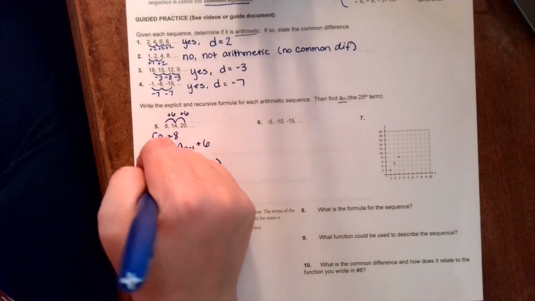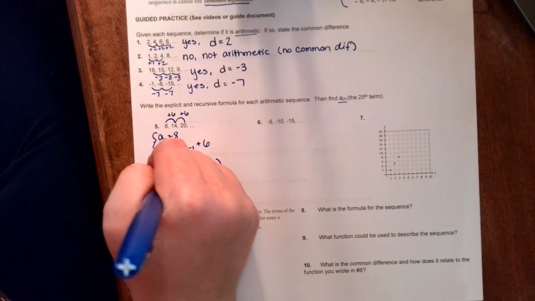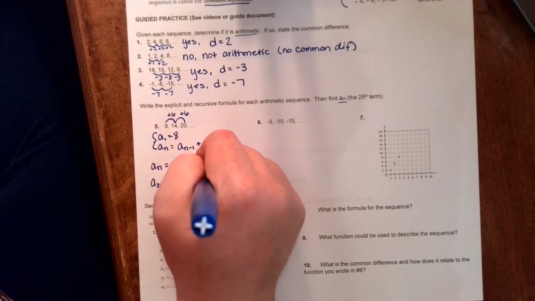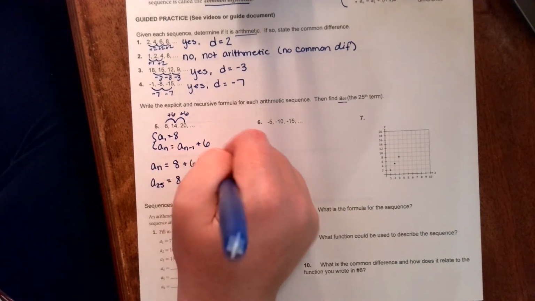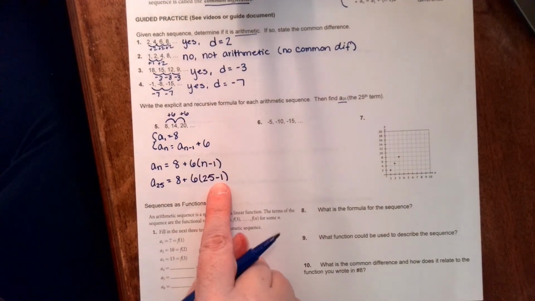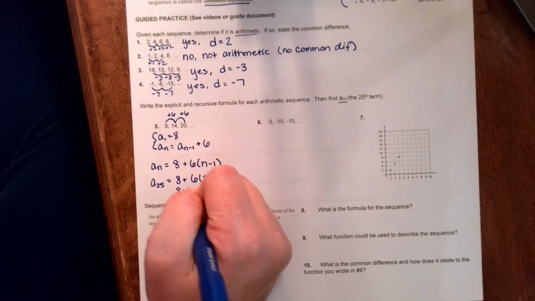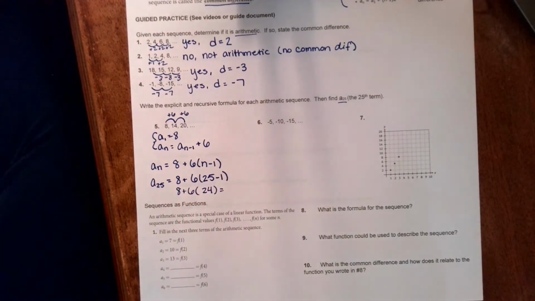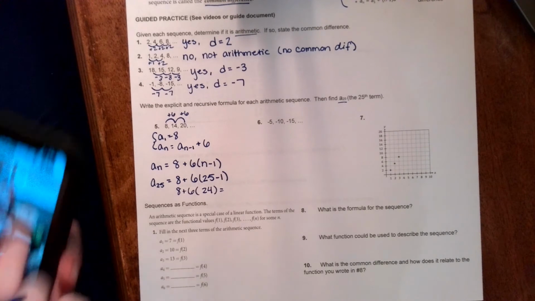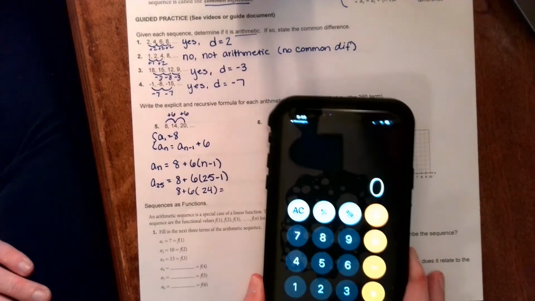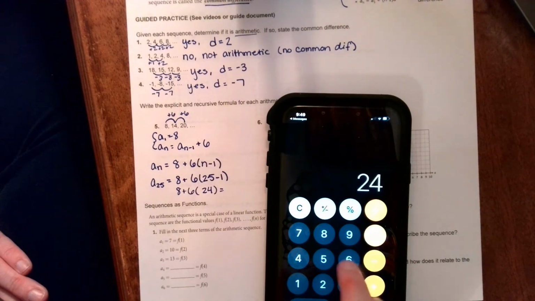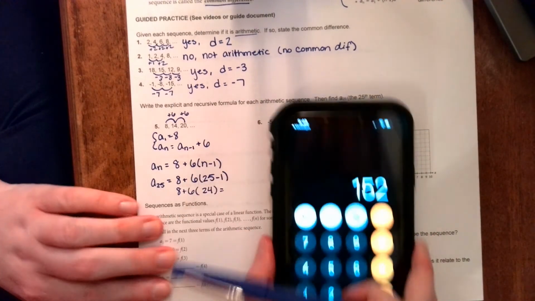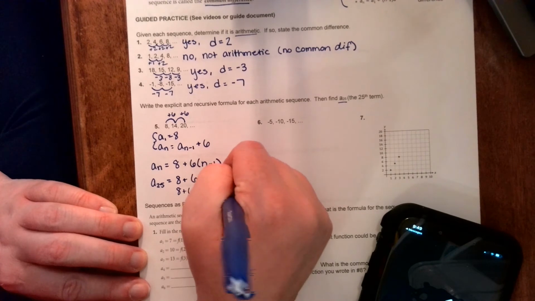Okay, then it asks to find the 25th term. So we're going to take 25 and plug it in for n. 25 minus 1 is 24, so we're going to do 8 plus 6 times 24. We'll do that with my calculator. So 24 times 6, add 8 to it. Our 25th term is 152.